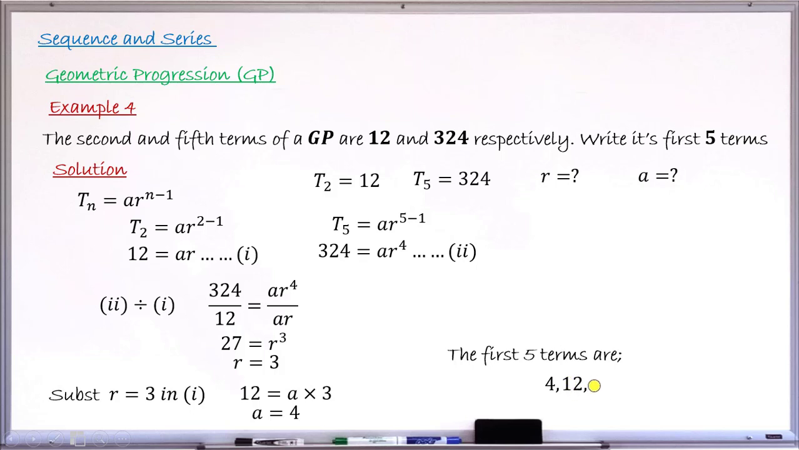Then for the third term, you multiply this 12 by the common ratio, which is 3. So 12 times 3 gives you 36. So 36 is the third term. For the next term, you multiply 36 by 3. That gives you 108. The next term is to multiply 108 by 3. That gives you 324. You can see the fifth term given in the question. You can also see the second term, 12, given in the question. So this is how we answer these questions.